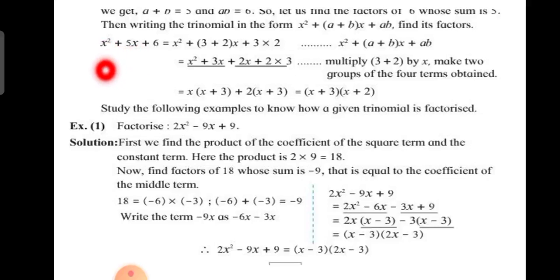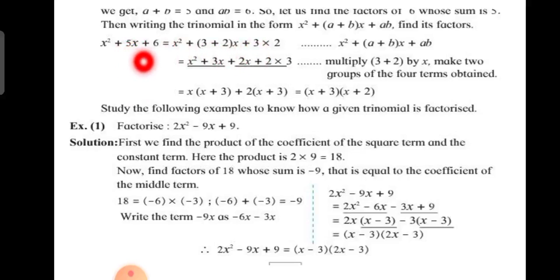Now in this equation, pay attention. The first term is x square, so the coefficient of x square is 1. So 1 multiplied by 6 will be equal to 6, and we have to find the factors of 6. The factors of 6 are 6 ones are 6. But 6 minus 1 will be equal to 5, and here no negative sign is involved. Throughout the equation there is a positive sign. So we have to find factors which add up to 5. The next factors are 3 twos are 6, and 3 plus 2 is 5.